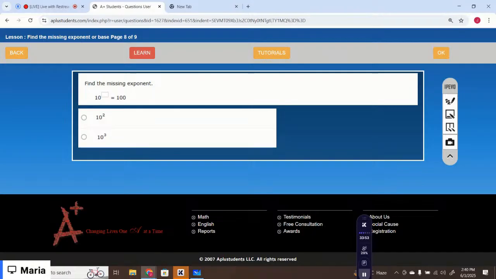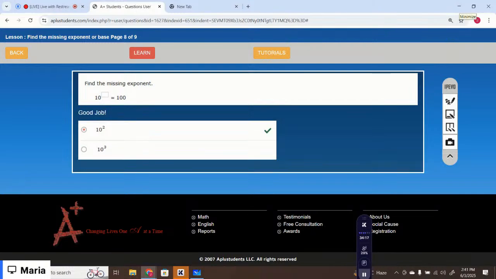Find the missing exponent. 100 equals 10 exponent missing. So which is the missing exponent? That is 10 square. Option number one is the correct option. Very good.